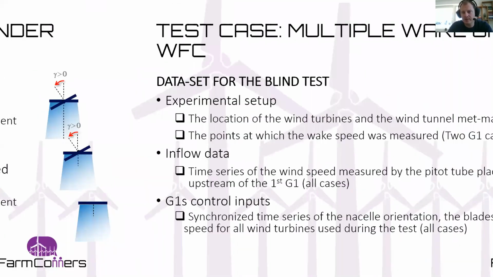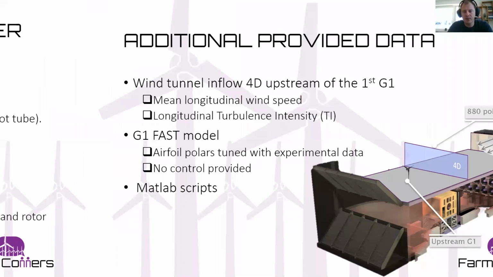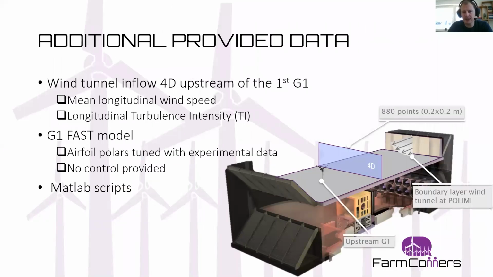Okay, so this is an overview, and again, the data set is similar as before, so inflow data measured by the pitot tube and all G1 control inputs. So which kind of data are also provided? We provide measurement of the inflow that was recorded in the wind tunnel with hot wire probes, 4 diameters upstream of the first G1, and we provide a map of the flow of the mean longitudinal wind speed and the turbulence intensity at 880 points, 4 diameters upstream.